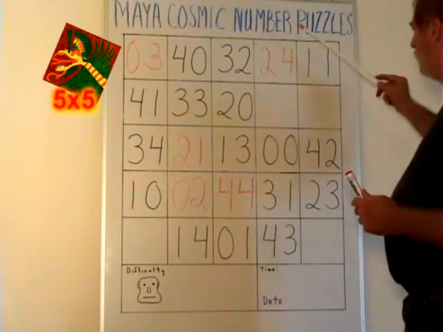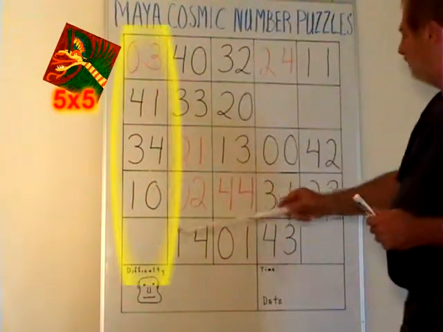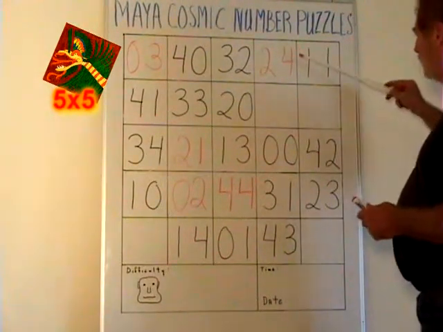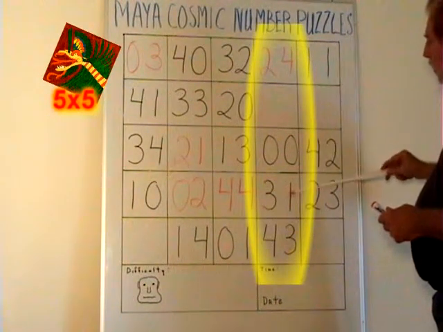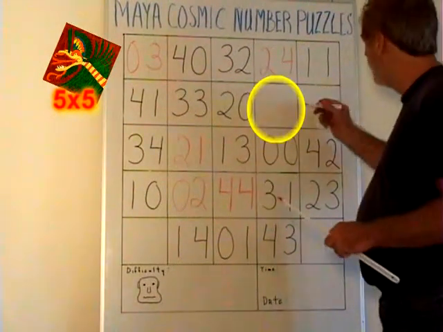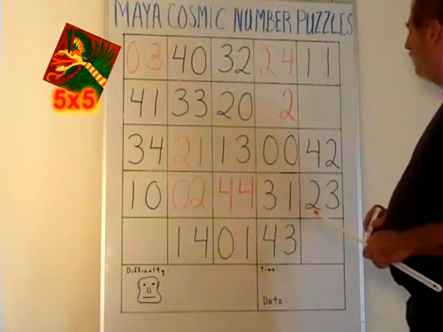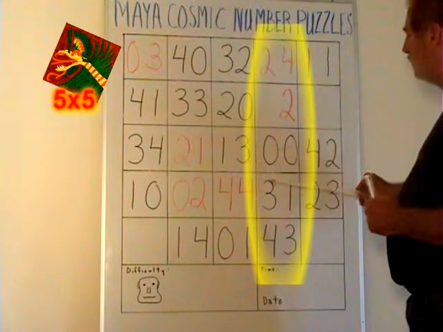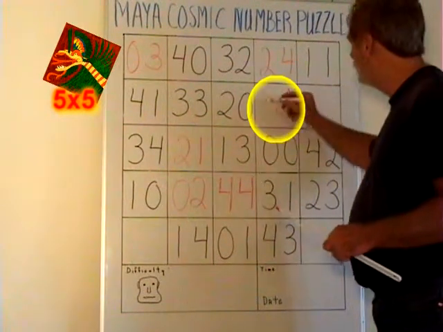Then we can solve for this column, or we could solve for this column, which would be the easiest. We will start here and go with this column. We have a 4, a 0, a 1, a 3. So we are missing a 2. On the left side, we have a 2, a 0, a 3, a 4. So we are missing a 1.